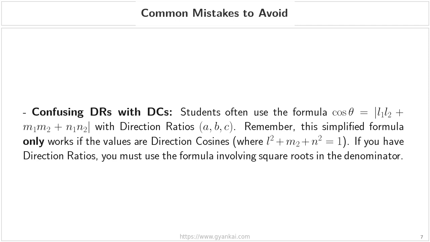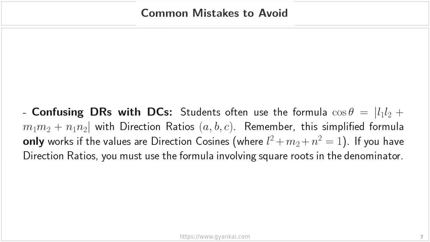First, a very common mistake is confusing direction ratios, or DRs, with direction cosines, or DCs. You might find yourself tempted to use the simplified formula, where cosine theta equals the absolute value of L1 L2 plus M1 M2 plus N1 N2, even when you are given direction ratios like a, b and c. Please remember, this simplified version only works if your values are direction cosines, meaning the sum of their squares equals 1. If you are working with direction ratios, you cannot use this shortcut. You must use the more complex formula that includes the square roots in the denominator to account for the magnitude of the vector.